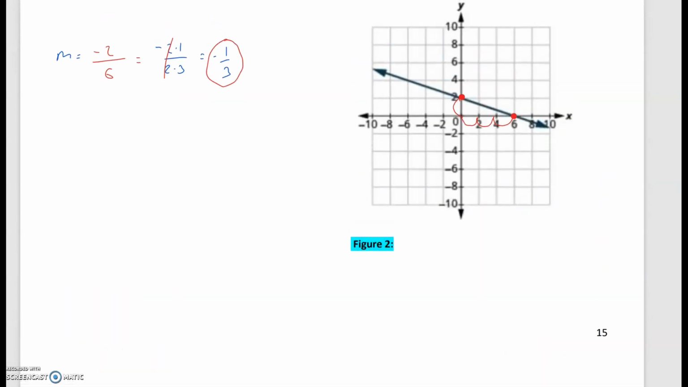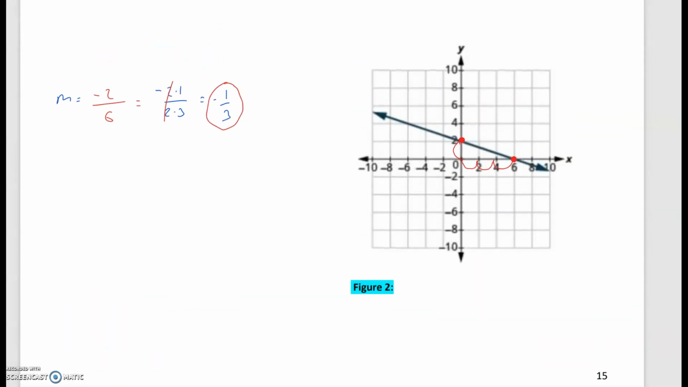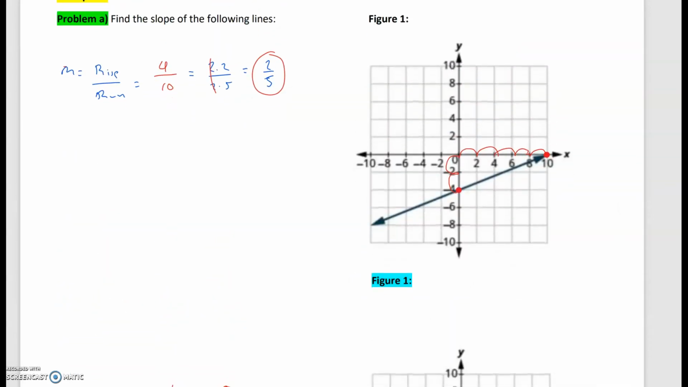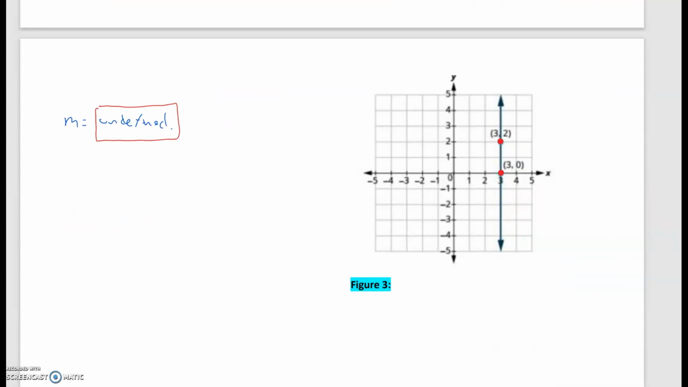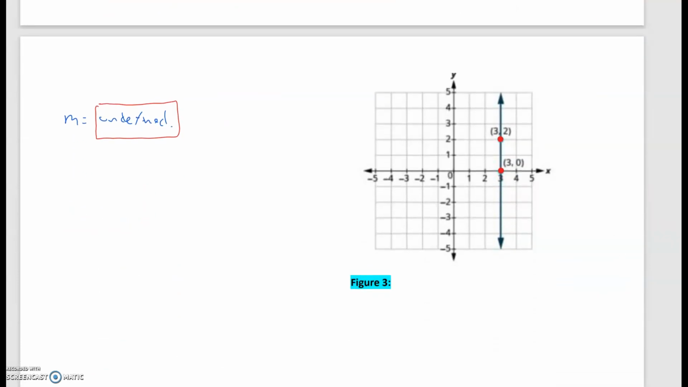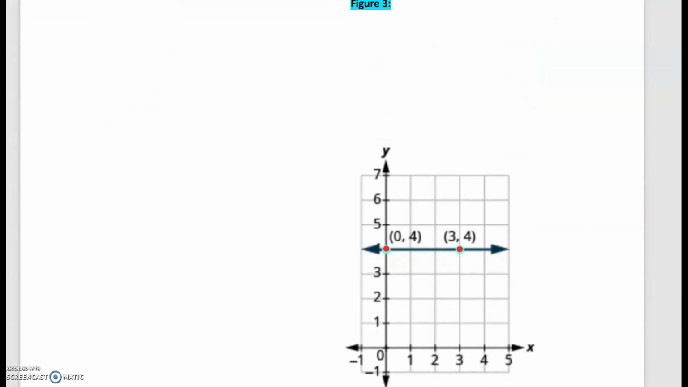Remember that when we talked about slope, this is technically a line that's decreasing. It's going down at a rate of 1/3. And this one is increasing. It's going up at a rate of 2/5. So figure 3 is not going to the right at any rate, so we define it as undefined.